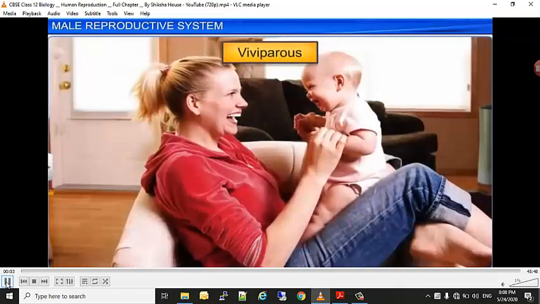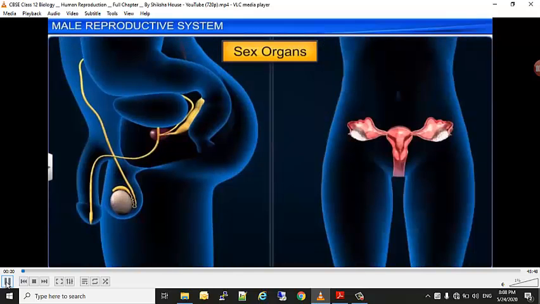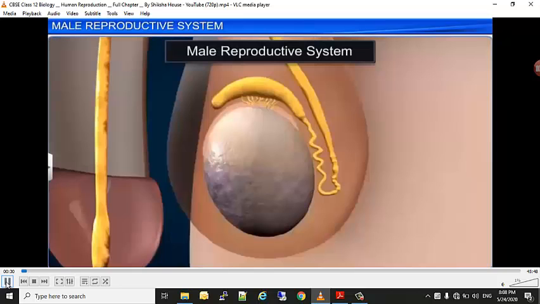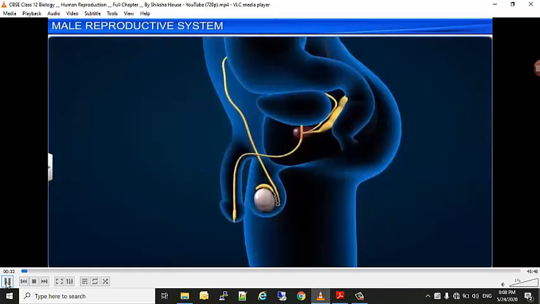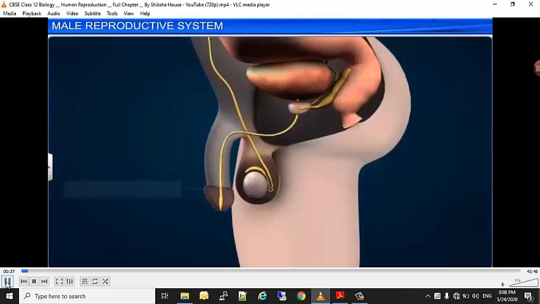Reproduction in humans is unisexual and viviparous. The major reproductive organs include the external genitalia like the penis in males and vulva in females, along with a number of internal organs including the gamete-producing gonads like testicles in males and ovaries in females. Let us learn about the organs of the male reproductive system. The male reproductive system is located in the pelvic region. It includes the testes, accessory ducts, accessory glands and external genitalia.